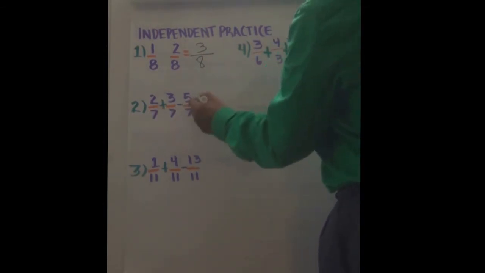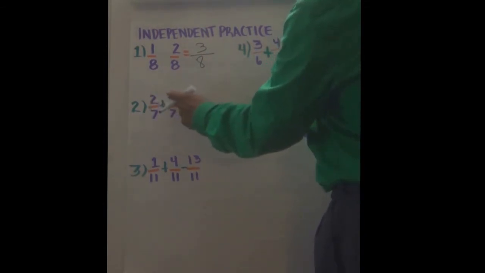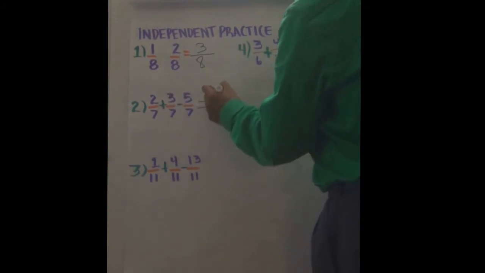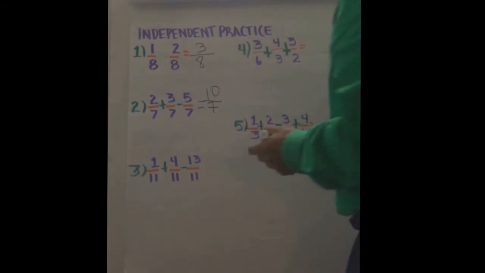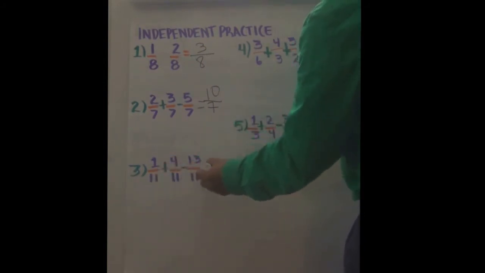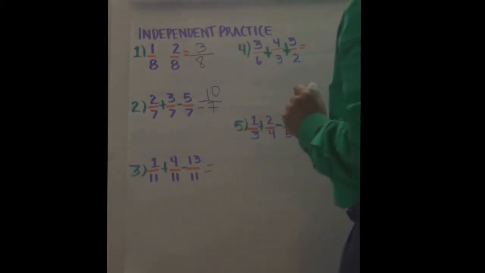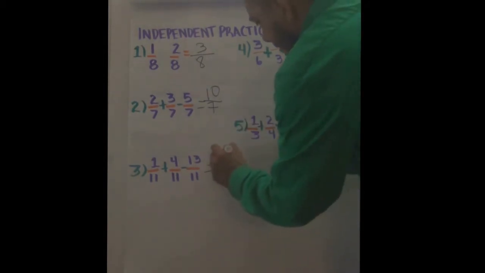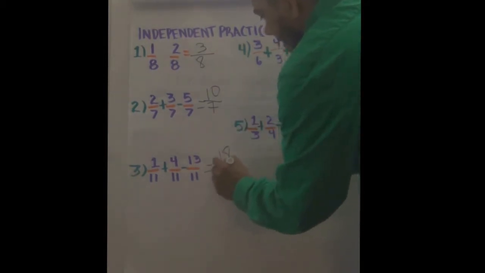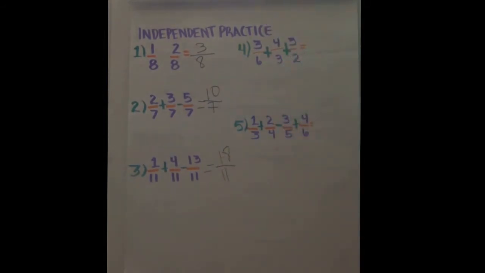Same denominator? Yes. So 2 plus 3, 5, plus 5, 10 over 7. Same denominator? Yes. So then 1 plus 4 is 5, plus 13 is 18. And that's what you get. Now let's go on to the ones that have different denominators.